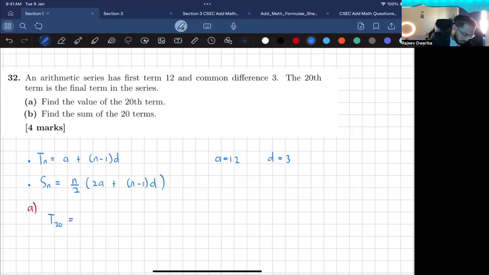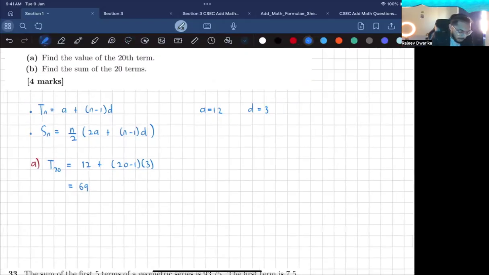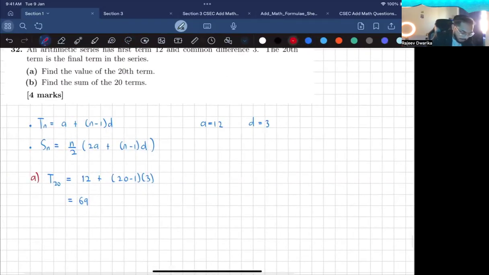T20 is equal to 12 plus 20 minus 1 multiplied by 3. Right. And that's going to be equal to 19 times 3, which is 57. 12 plus 57 is going to be 69. Just verify that. See that correct? Yeah. 69. Okay, good. So that's the answer for the first question. Let's move on to part B.